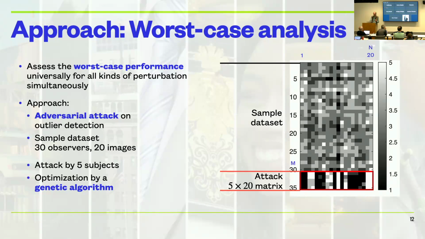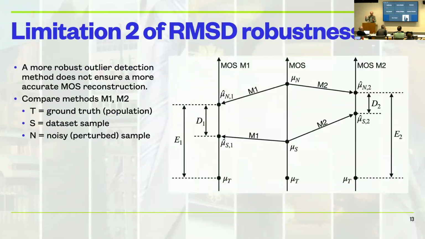Second limitation of the RMSD robustness is the following. A more robust outlier detection method does not say that this is a better reconstruction of the MOS, right? It does not say so. Look at this example here on the right. mu T is the ground truth quality of a stimulus. mu S here is the sample data set. So we have a sample data set from the population. Now the sample will have a MOS that is not equal to the MOS of the overall population. It's an approximation. It's only a statistical MOS.